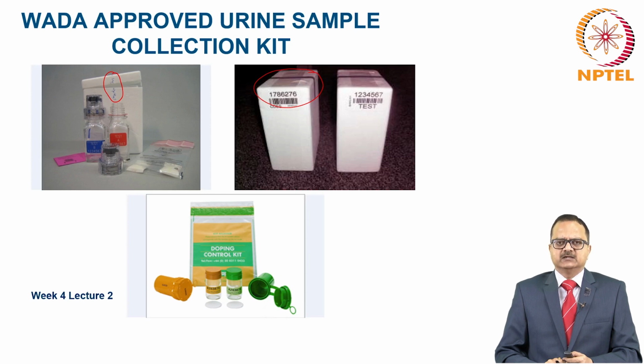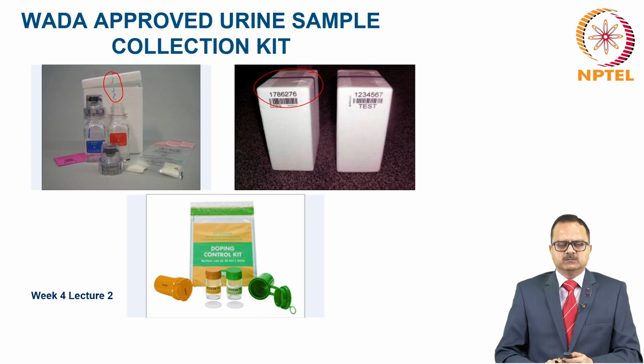So, when as an athlete or as an athlete support personnel, you are asked to select a kit, make sure the kit is sealed and the seal is of a purple color. If you find a blue or a bluish pink color, you can reject that particular box.